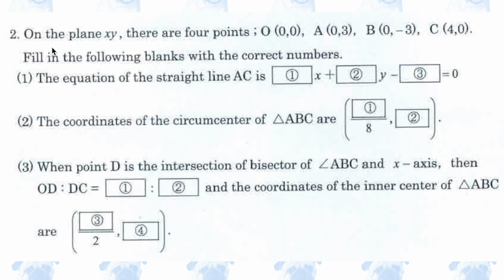Section 2. On the plane xy, there are 4 points. Find the equation of the straight line AC. So let's plot these points. And we need to find the equation of this straight line, which doesn't look straight. And because we know the y-intercept, we only have to find the slope. So the slope is going to be 4 minus 3, y equals minus 3 over 4 plus 3, which can also be expressed like this.